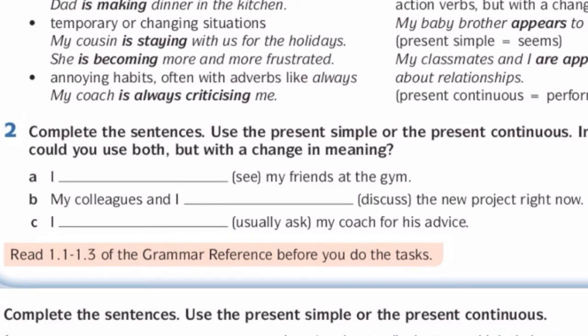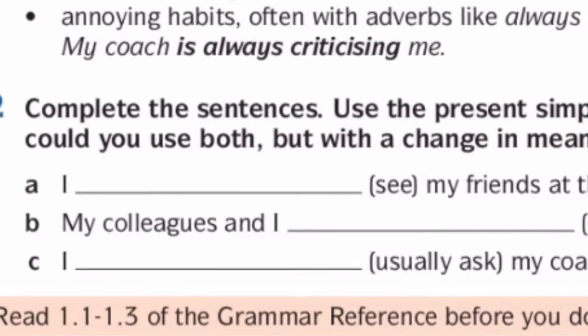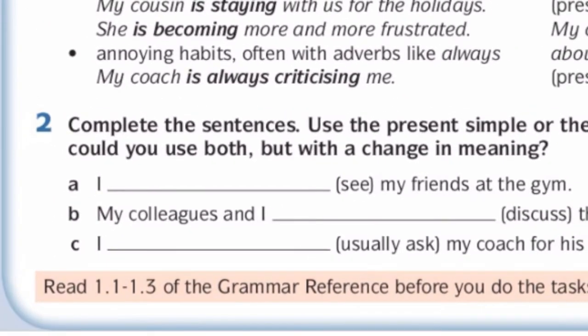So now let us discuss the answers. For sentence A, we have two possible answers. The first one is: I see my friends at the gym. For this answer, the word see is a stative verb. It basically means when I go to the gym, I see my friends. It talks about what you see, so it is a stative verb. Therefore, we use present simple for the word see.